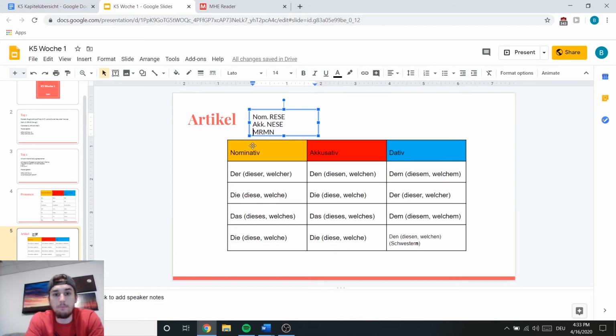Und dann haben wir merman, ja, merman für Dativ, weil wir dem, diesem, welchem haben. Der, dieser, welcher haben, dem, diesem, welchem, nochmal, ja, die sind beide dem. Und dann haben wir für Plural den, ja, den, diesen, welchen.